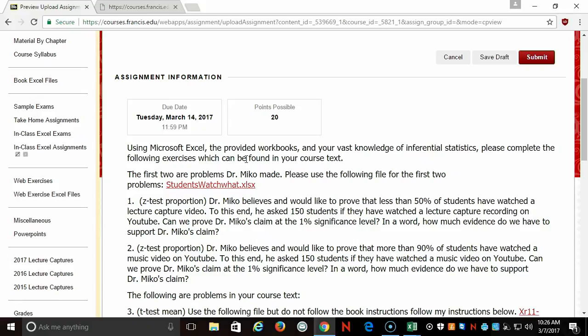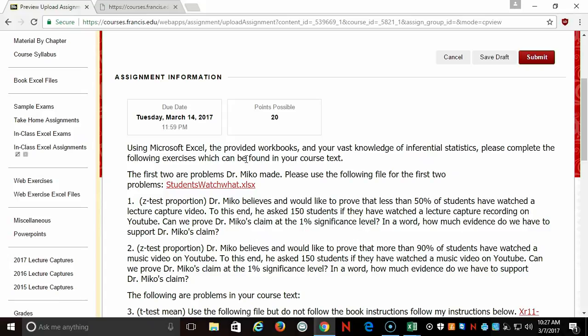Using Microsoft Excel, the provided workbooks, and your vast knowledge of inferential statistics, please complete the following exercises which can be found in your course text. There's only 4 questions here, okay? All 4 are hypothesis tests. The first 2 are using the z-test of proportion. So we're trying to prove something about a proportion, right? The first one is, Dr. Miko is trying to claim that less than 50% of people watch lecture captures. So it's a left tail test, right? That P is less than 50%.